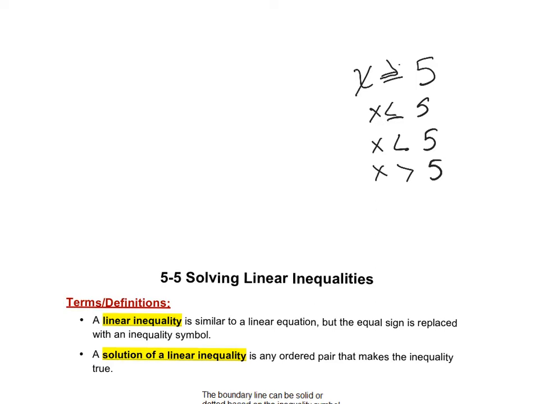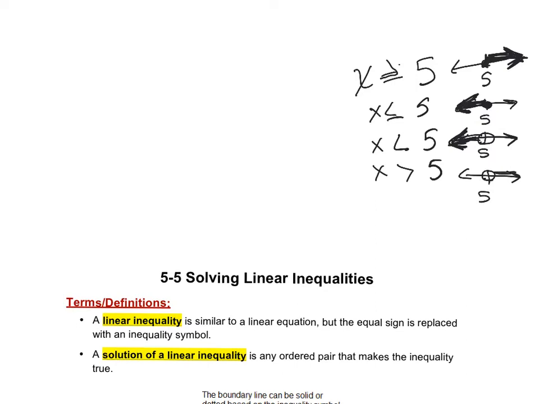The first one represents the fact that the solution would be 5 exactly, because it's or equal to, or anything bigger than that. So we shade it in this direction. The second one represents the fact that the solution would be 5 because it's or equal to, or anything less than. Third would be that it's not 5, but it's anything less than 5, and so we have an open circle. And the last one would represent it's not 5, but it's close to 5 and anything greater than.